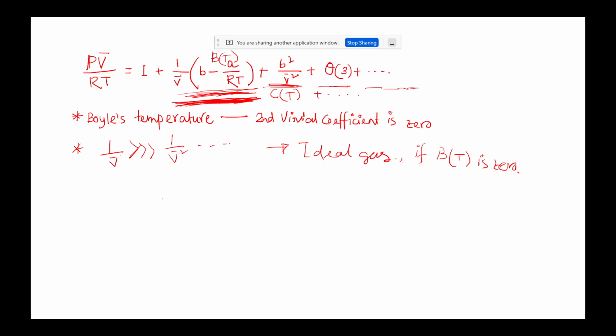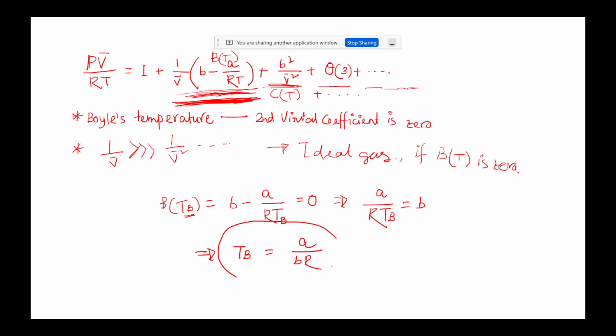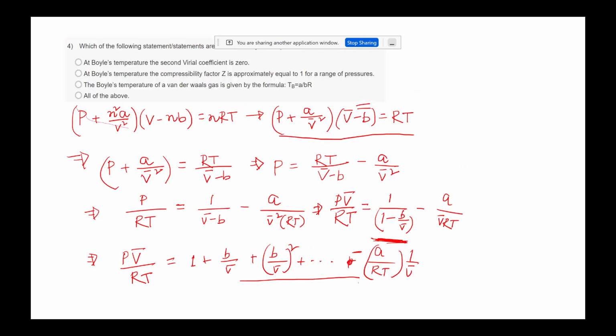Since B(T) is 0 at the Boyle temperature, the expression B minus a/(R T_B), where T_B is the Boyle temperature, I have expressed in this way, will be 0. Then from here, a/(R T_B) should be b, and we can see T_B will be a/(bR). The third option is also correct. Exactly. So from these two things, we can say this is also correct, this is also correct, this is also correct. So the right option will be all of the above.